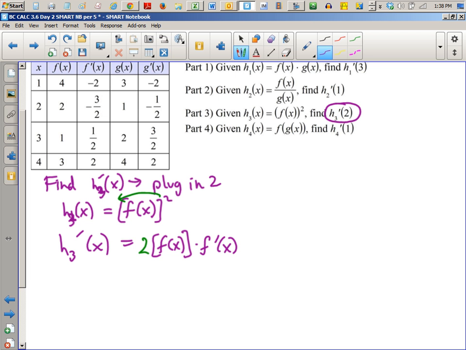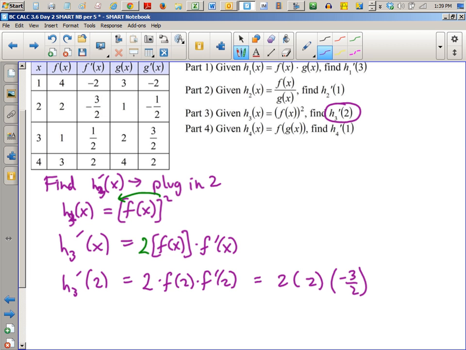Okay, so now we plug in the number. For this problem, we're doing at 2. So it's 2 times f of 2 times f prime of 2. Interesting. And this is just 2 times, and then f of 2 is 2, I'm sorry, and f prime of 2 is negative 3 halves. So this just comes out to be negative 6.